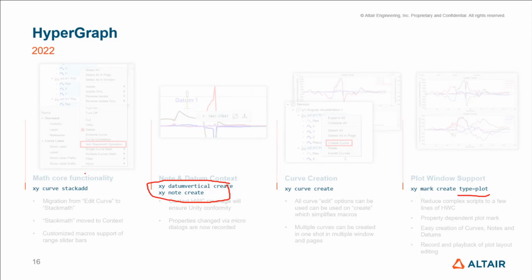So again, just to highlight the takeaways from this slide and the commands that have been introduced in version 2022, XY curve stack add, XY date and vertical node, XY curve create, and XY mark type plot. And again, thanks to the really powerful IntelliSense that Stefan and the team have developed and introduced, once you remember the first few lines, so to speak, first few keywords, then you will see all the options in the IntelliSense, and it will guide you through the creation.